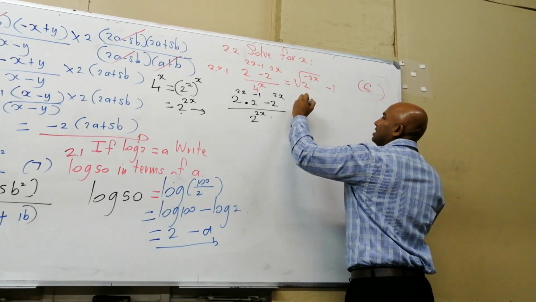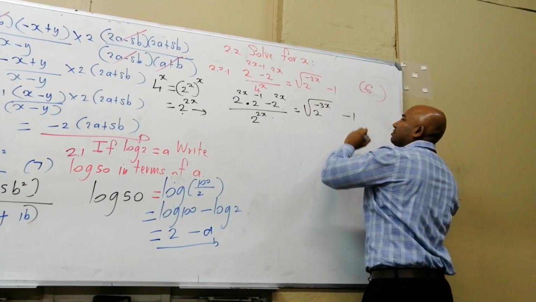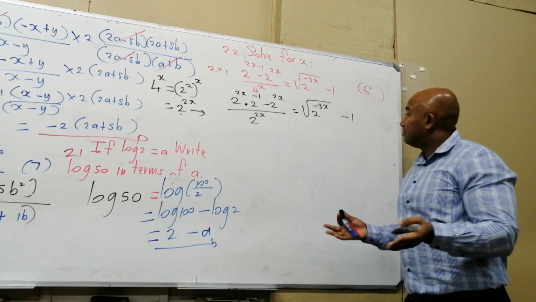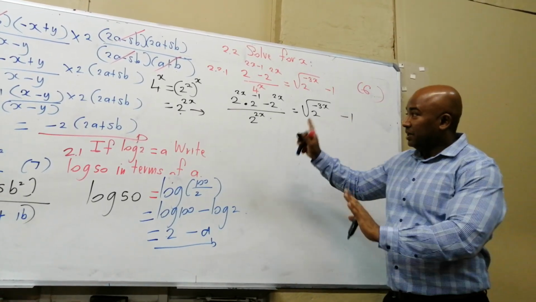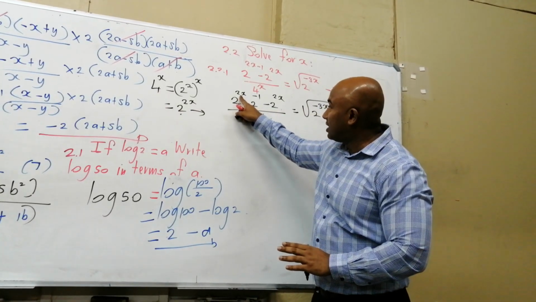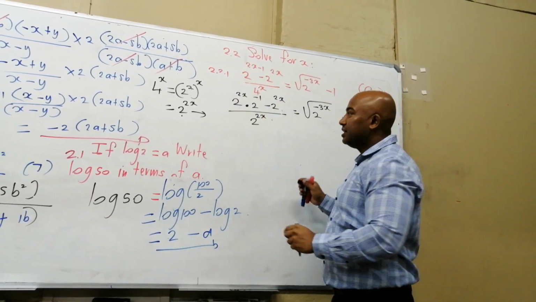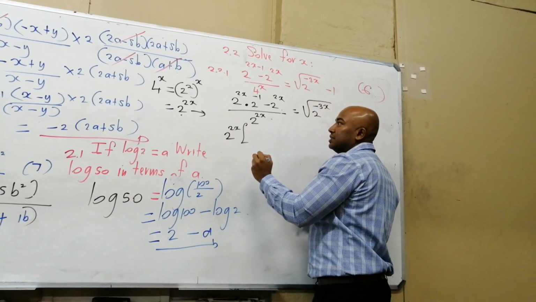Now, here I don't see anything. I'm just going to leave it as it is for now. I don't see anything happening if I change this. But clearly on the left hand side, I notice that 2 to the power 2x is a common factor in the numerator there. Can you see that?